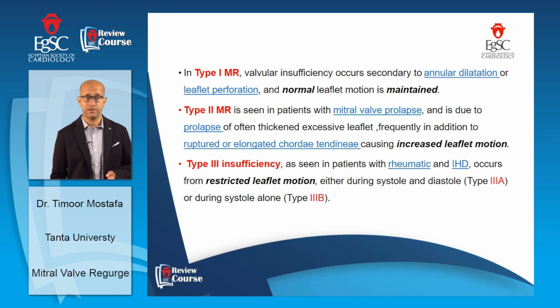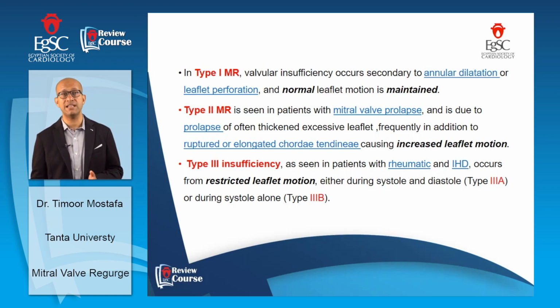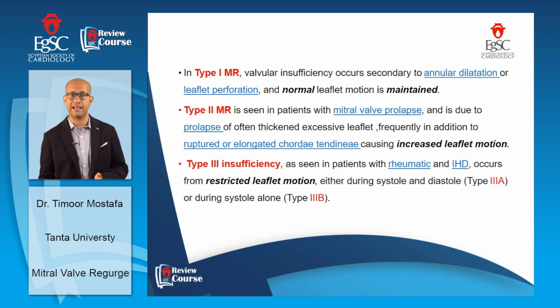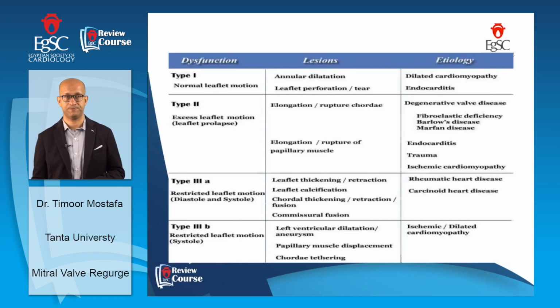In type 1 mitral regurgitation, valve insufficiency occurs secondary to annular dilatation or leaflet perforation with normal leaflet motion. Type 2 is seen in patients with mitral valve prolapse and is due to prolapse of often thickened, excessive leaflet, frequently in addition to ruptured or elongated chordae tendineae, causing increased leaflet motion. While type 3 insufficiency, as seen in patients with rheumatic heart disease and ischemic heart disease, is due to restriction of the leaflet motion, which may be during systole and diastole, like in type 3A, or only in systole like in type 3B.